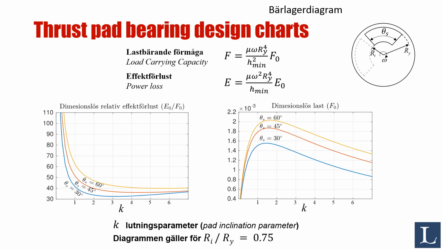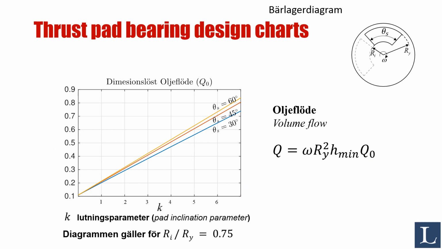And here we can see the actual expressions for the load carrying capacity. And there are also more thrust pad bearing design charts, and here is one for the volume flow. It's pretty linear with the inclination angle, and the difference for the three different pad segment angles is not so big. But it's good to know this because it tells you how much lubricant you have to pump to this bearing to get it to separate the pad from the collar to carry the load. And also it has to do with the cooling capacity.